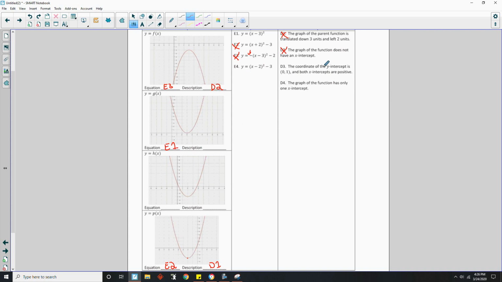Description. The coordinate of the y-intercept is 0, 1. No. The graph of the function has only one x-intercept. Yes. So it's D4. And then finally, this one has to be this, but we're still going to check. Right 2, down 3, 1, 2, 1, 2, 3. There's my vertex. So that is E4. And the description should be the y-intercept is 0, 1. Go over 0, up 1. There's my y-intercept. So D3 is also true. So there we go. E3, D2. E1, D4. E4, D3. And E2, D1.